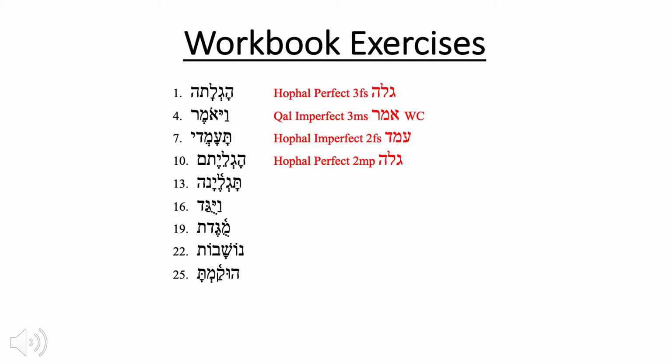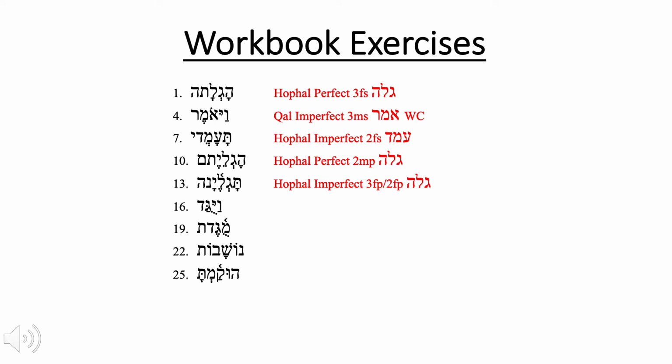What about number 13? Number 13 is a hafal imperfect. Again, we have the tav prefix plus a kametz hatuf. This is a short o, telling us that it is a hafal. We have the na at the end. When you have nun plus a kametz plus a hey combined with a tav, we know we're working with a third feminine plural or second feminine plural.